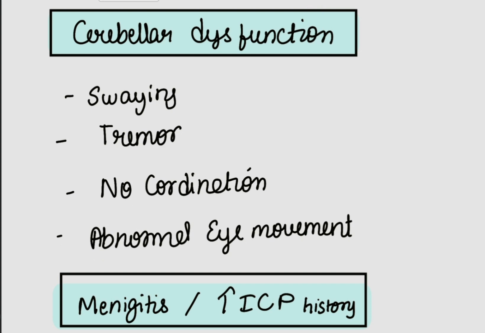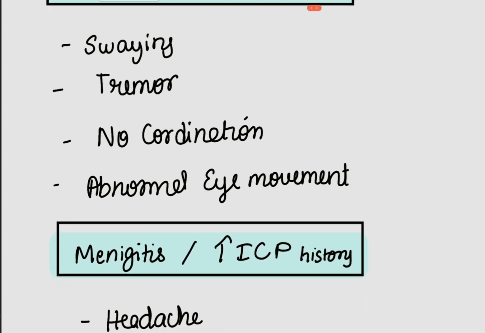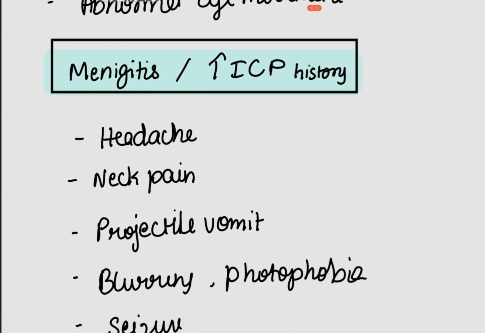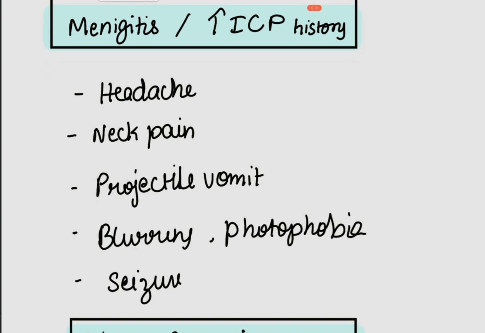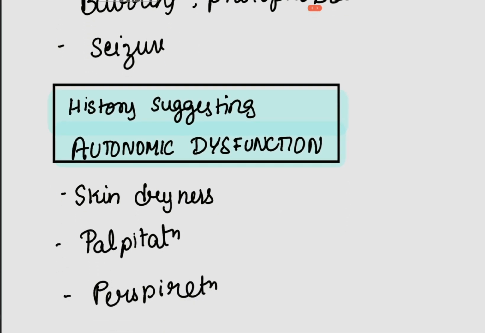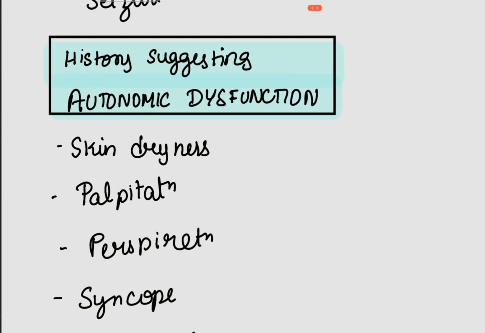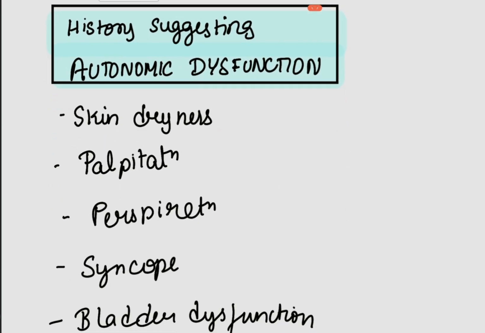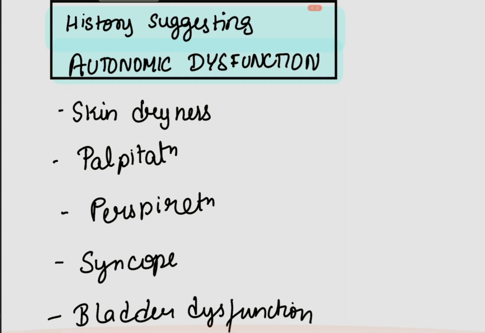Did he have any tremors or swaying, or was there any problem with coordination or any abnormal eye movement? Then we'll ask questions related to meningitis or increased intracranial pressure, that is headache, neck pain, projectile vomiting, blurring, photophobia, seizures. Then we'll ask questions related to history suggesting autonomic dysfunction such as skin dryness, palpitation, perspiration, syncope, bladder dysfunction.